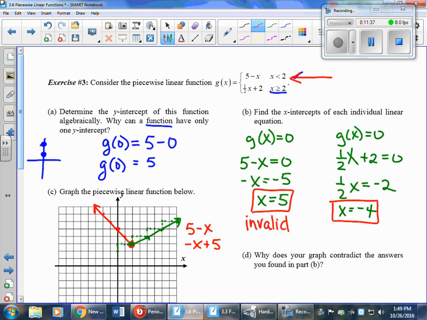And when we look at the next one right here, x is negative 4, well, we have our domain being x is greater than or equal to 2, so this one too is invalid. So that's the reason why the graph contradicts what we figured out, because we weren't really taking a very close look at the domain for each one of those pieces of that function.